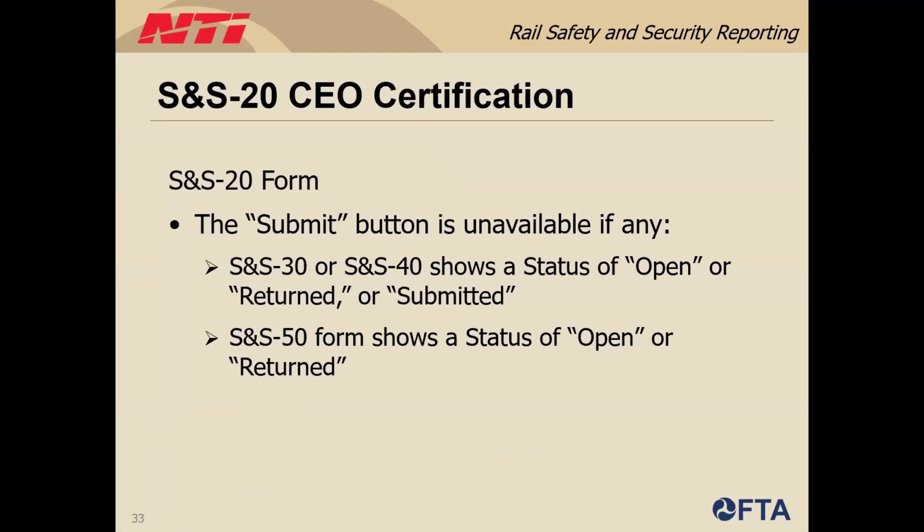When the CEO tries to submit, the CEO may notice that the Submit button is not available. Again, this is where our new validation check will come into play. A pop-up message may appear letting the CEO know that one or more forms are not in the proper status. No form may show open or returned, and the SNS 30 and 40 forms must be in approved status.